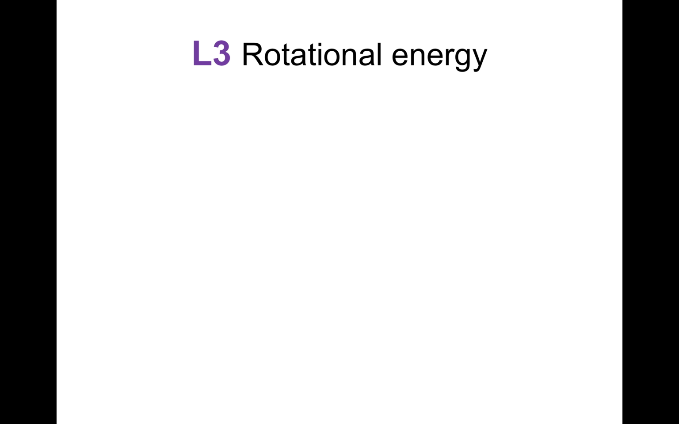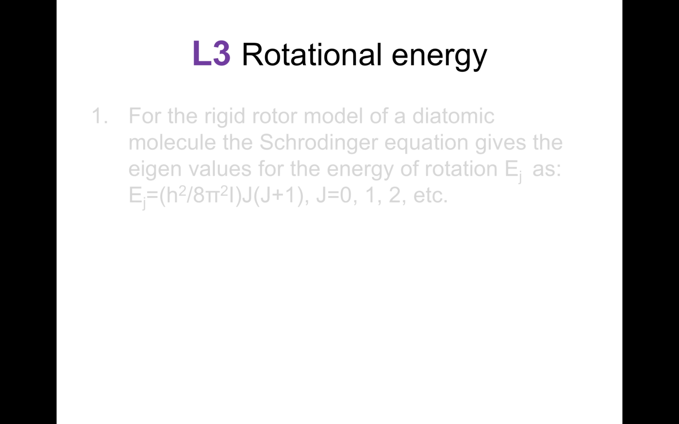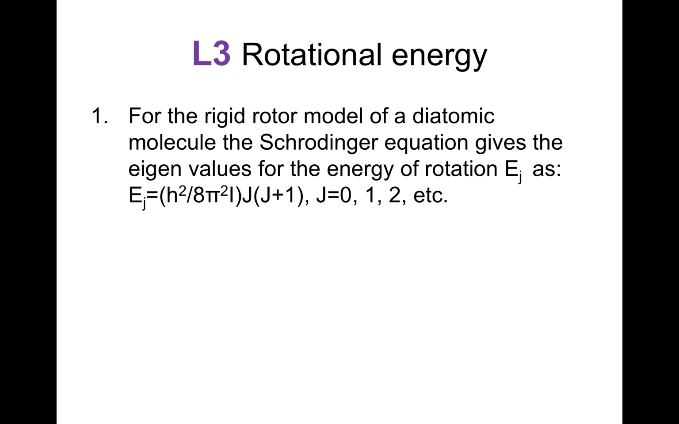Lecture number 3, rotational energy. For the rigid rotor model of a diatomic molecule, the Schrodinger equation gives the eigenvalues for the energy of rotation Ej as Ej = (h²/8π²I) j(j+1), for j equals 0, 1, 2, 3, 4.